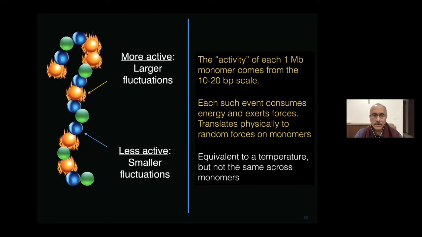Let's now go a little bit into some of the physical ideas behind our justification for what we are doing. First of all, the active processes we emphasize are all happening in the nanoscale region, maybe about 10 to 20 base pair regions. Each of these individual microscopic events is an energy-consuming event. It exerts forces. And that translates into these random forces on monomers, which we think of as being the analog of a temperature. So it's really thinking of this as though each monomer was seeing a different temperature, and that different temperature was correlated to the activity of that monomer, and that activity was correlated to the number of genes that were being actively transcribed in that particular segment of DNA.